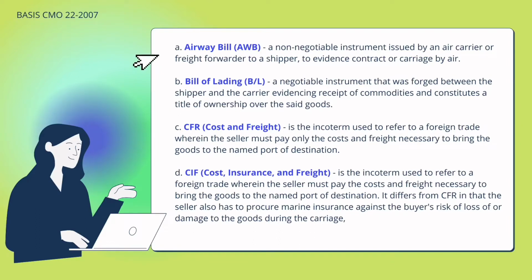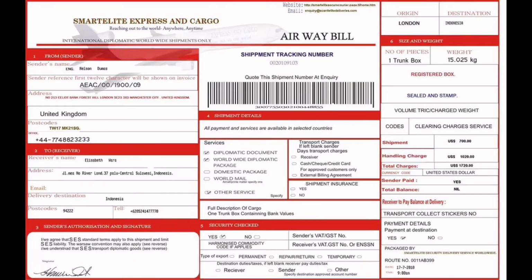It is a non-negotiable instrument issued by an air carrier or freight forwarder to a shipper to evidence contract of carriage by air. So, ang kaning airway bill, it is a type of bill of lading document that accompanies goods shipped by international air courier services to provide important details about the shipment. So, during the shipment process, a copy of this bill is provided to every party involved so that they can document and track the shipment.